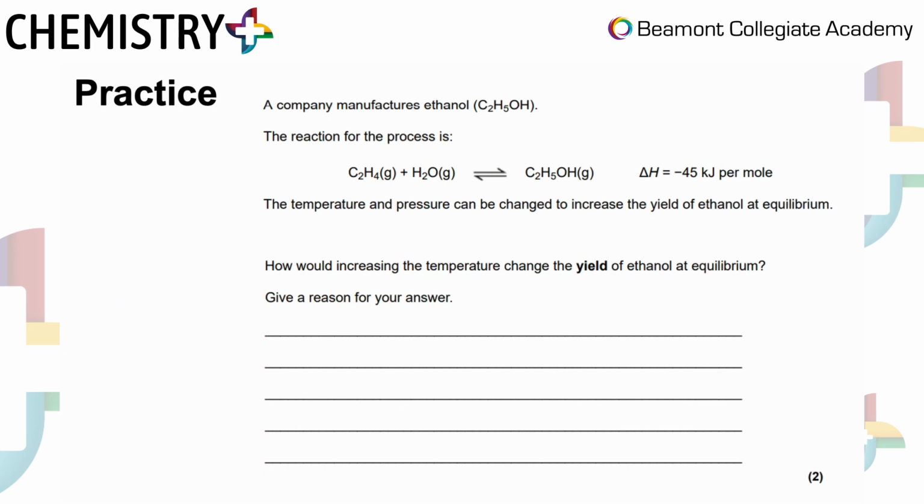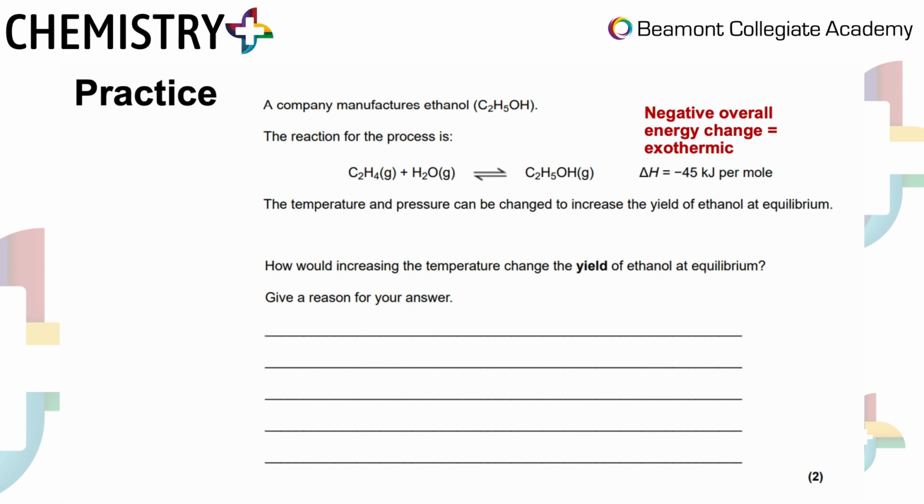Practice 2. A company manufactures ethanol, C2H5OH. The reaction for the process is C2H4 + H2O gives you C2H5OH, and we're given the enthalpy change, delta H, which is minus 45 kilojoules per mole. Remember, the negative overall energy change equals exothermic.